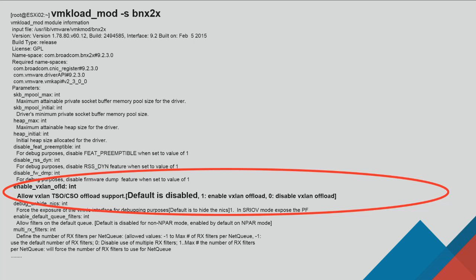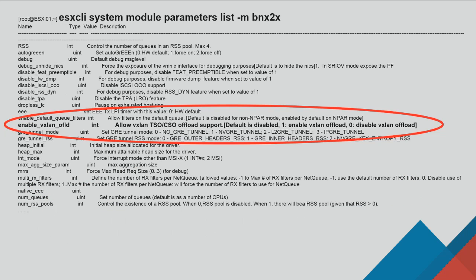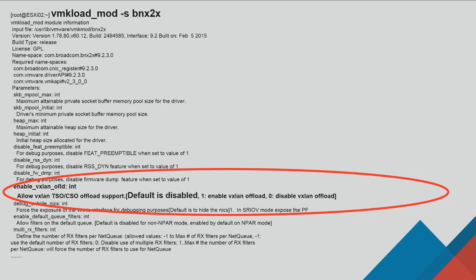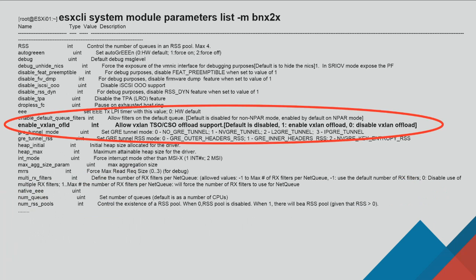So keep in mind, always check the actual parameters and whether features are actually enabled. The same goes for this one. Looking at the slide, I'm using the vmkload_mod command, and you'll be able to do the same with the ESXCLI command. But still, you'll see here that the VXLAN offload mechanism is actually disabled.